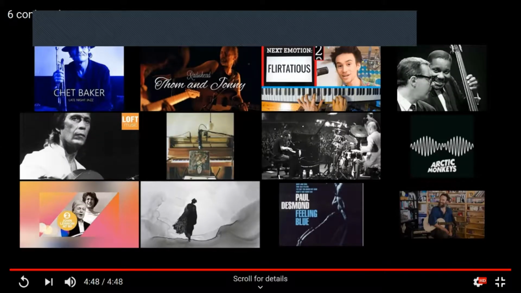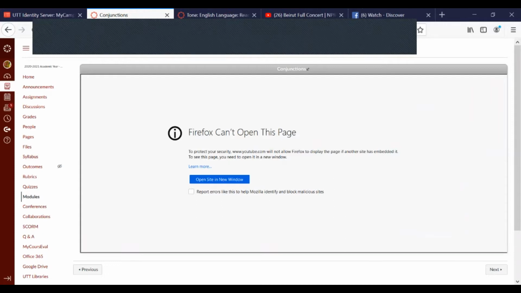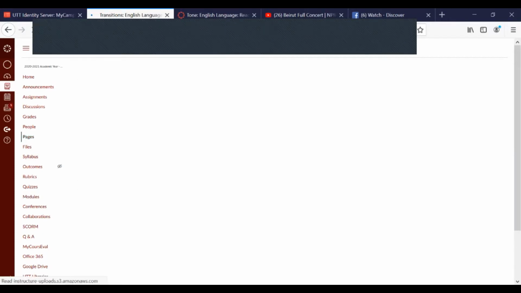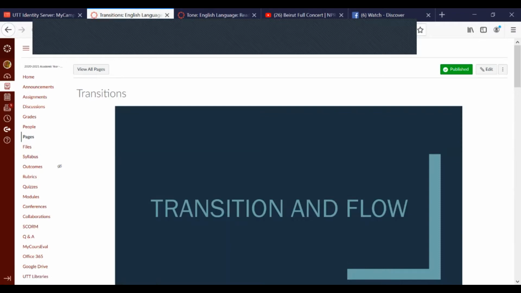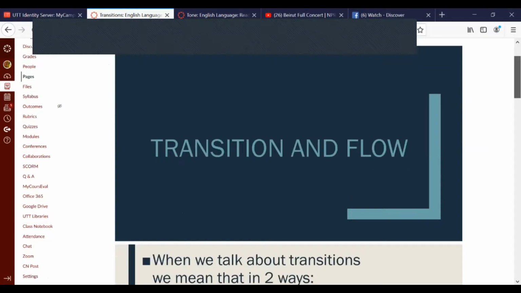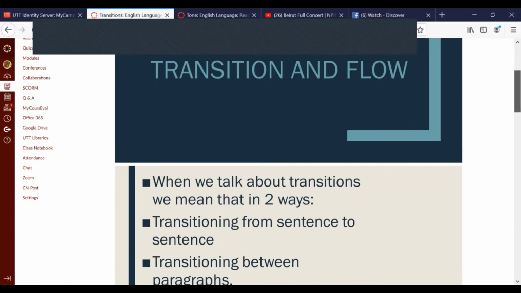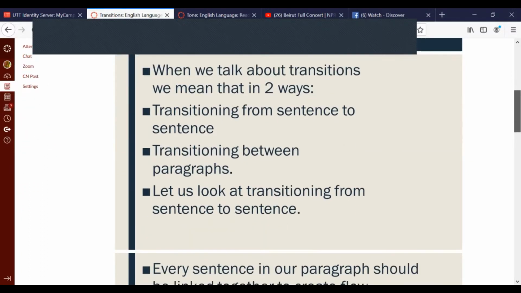So taking the opportunity to slow it down a little bit for you to look at conjunctions in depth. Conjunctions are one of the major ways we make connections. Prepositions are another way we make connections within the sentence. We also look at making connections between sentences and between paragraphs. So we talk about transition and flow. We're looking at moving from sentence to sentence, and from paragraph to paragraph, especially if you're talking about an essay.